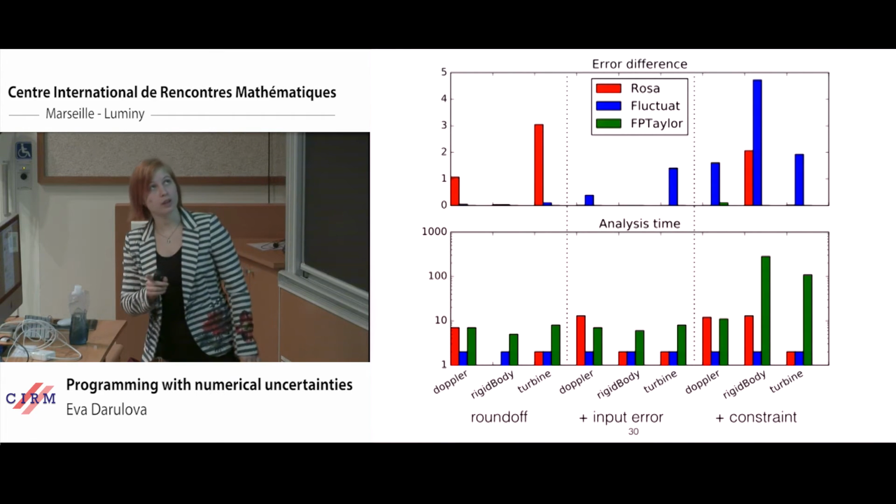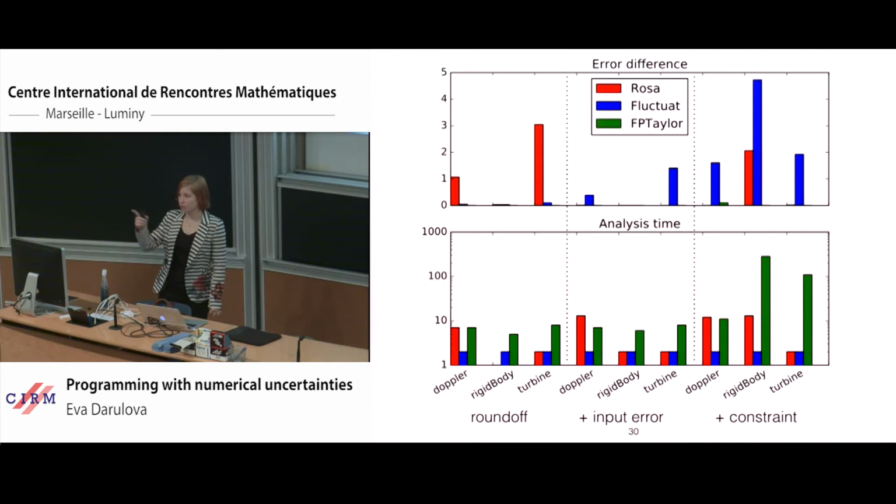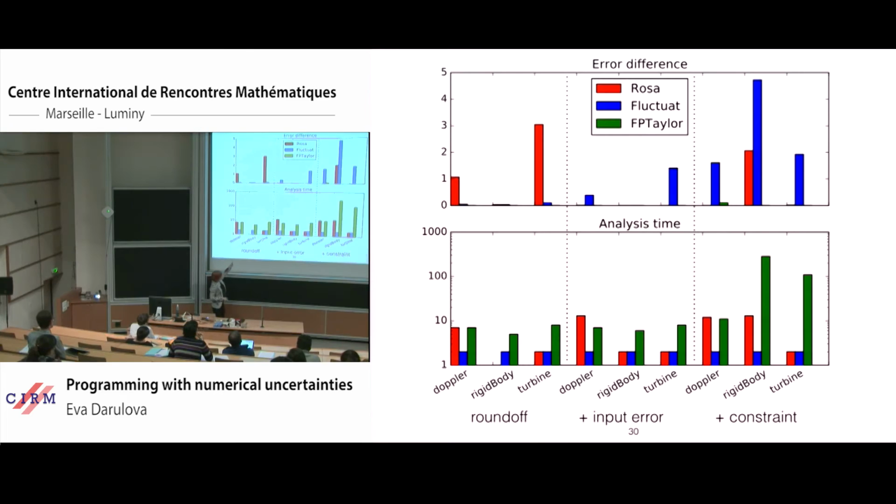I'm comparing here only to Fluctuat and FP Tyler because this work was done before Victor had his tool. And I'm considering 3 cases. One case is the benchmarks where we only consider the round-off error. The second case is where we additionally have an input error, and the third one is when we have a quadratic constraint on the inputs. So these are the 3 scenarios I can imagine that an engineer would be interested in.